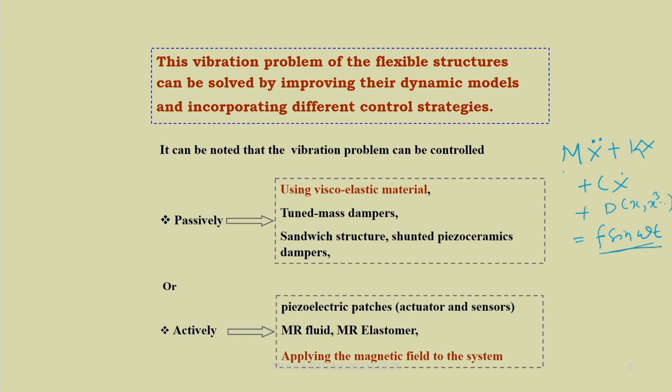Here we can change the property of the structure by changing this mass matrix. Mass is a function of rho, that is density, and also this stiffness matrix. Stiffness matrix may be due to elasticity of the system or due to the gravity force acting on the system. Then this damping matrix is also there. Different types of dampers we can use.